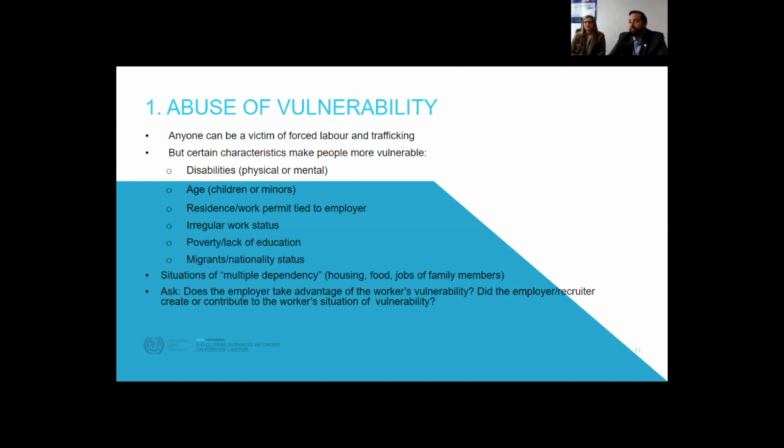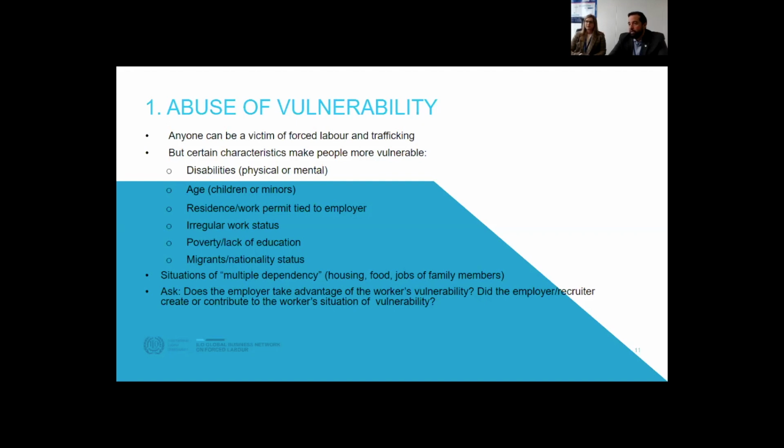Those who do not have a residence or, in the case of a migrant worker, a legal status in the country, or the work permit is tied to the employer, for example, the kafala system in the Middle East, or irregular work status, poverty or lack of education, as I mentioned before, and even migrant workers with different nationality status. So this list, of course, is just a sample, but it shows us how these factors can increase vulnerability, and also situations of multiple dependency.